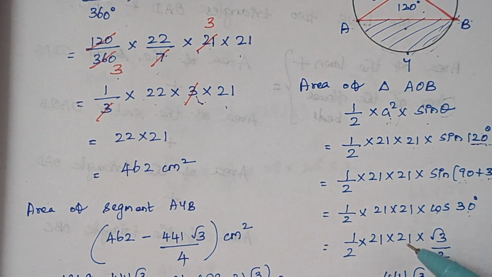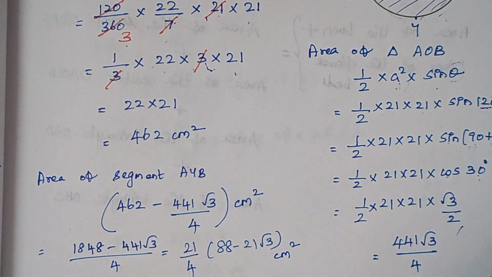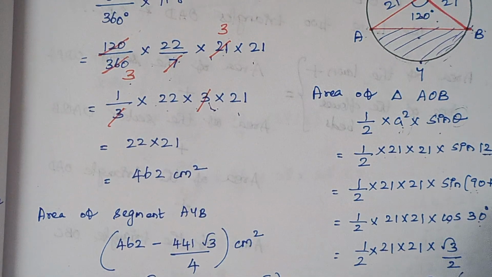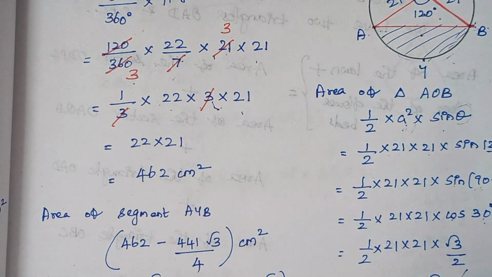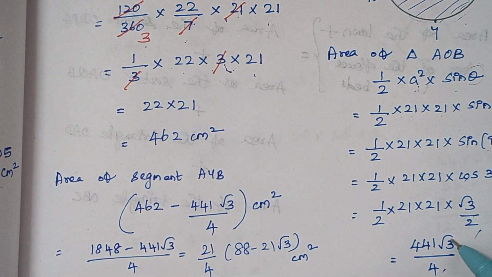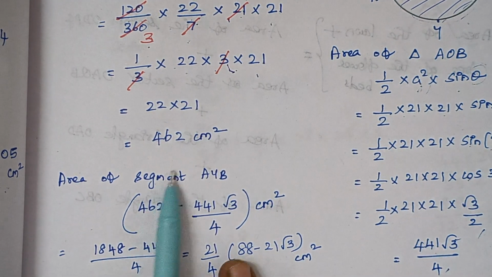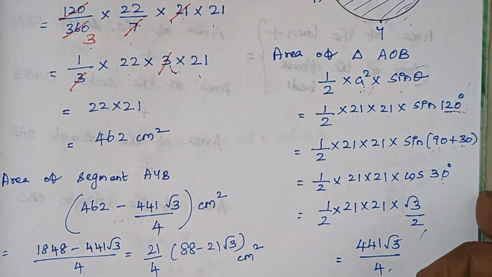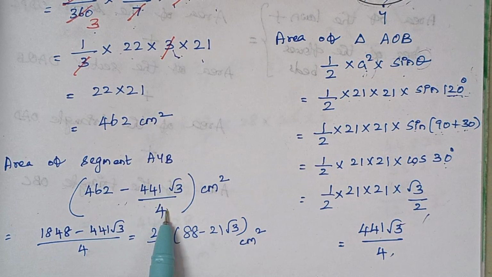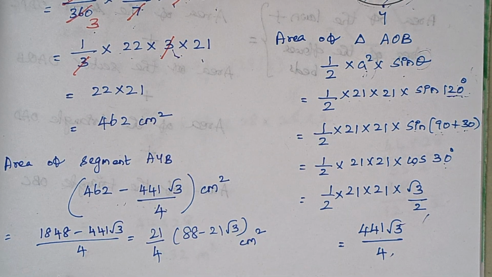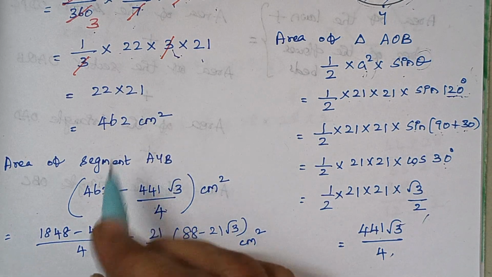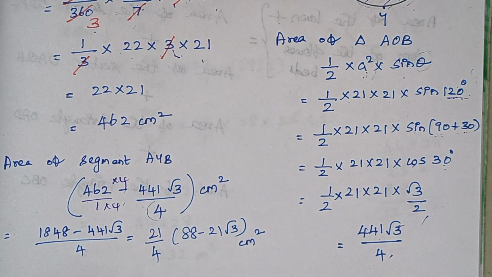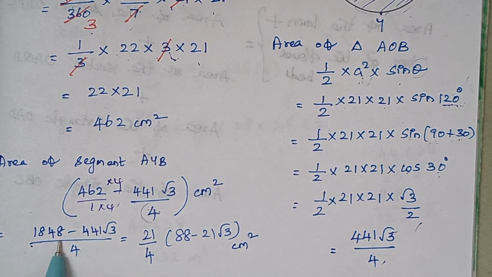When you solve these terms, we end up with the answer as 441 root 3 by 4. Now, to find the area of the segment AYB, I have to subtract this value from this part. So when you subtract, you get 462 minus 441 root 3 by 4. This is the area value. Again I am taking the LCM. To take the LCM I multiply by 4 since I have 4 here. So when you multiply, I have 1848.